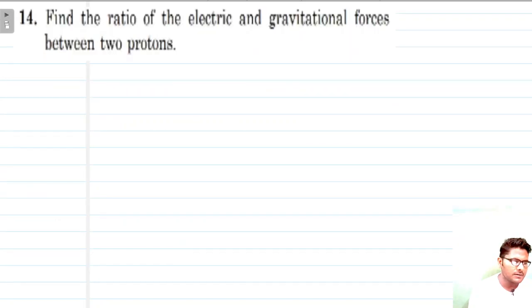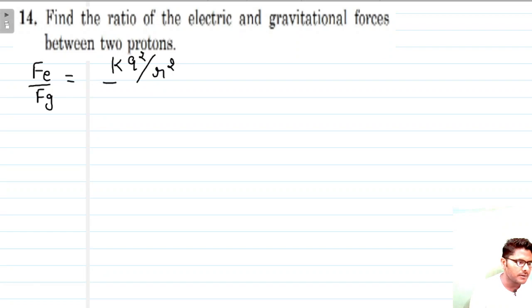Moving on to the next question. Find the ratio of electric and gravitational forces between two protons. So we have to find force electrostatic over force gravitational. The electrostatic force acting between two protons is k q square over r square. Let r be the separation between them. Then the gravitational force is G times mass of the proton square over r square. R square is the same in both cases, so we may cancel out r square.